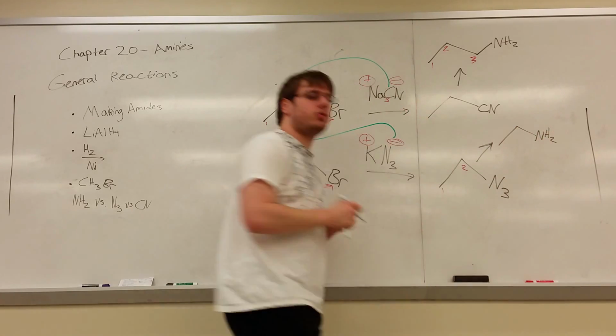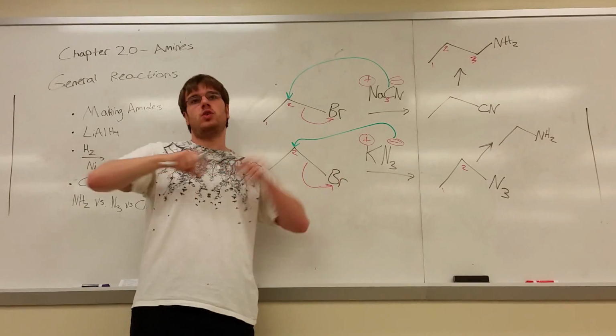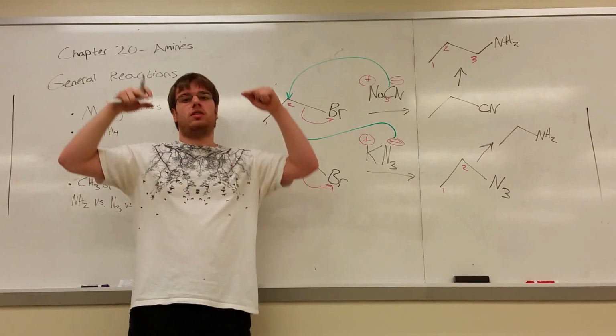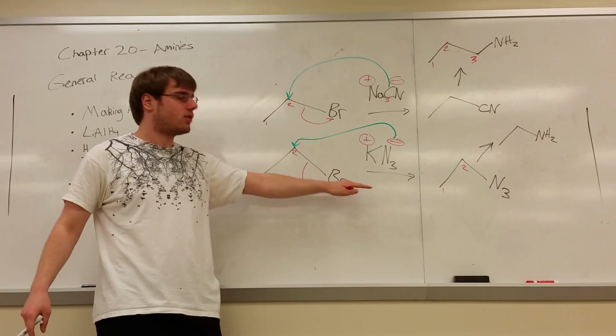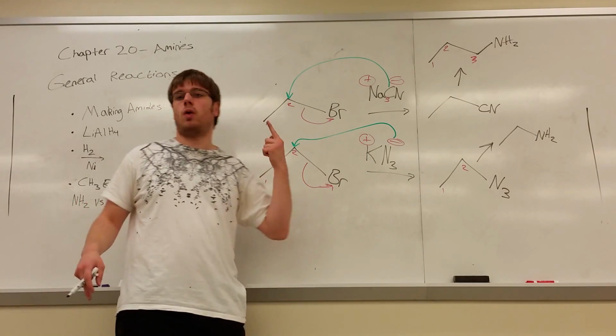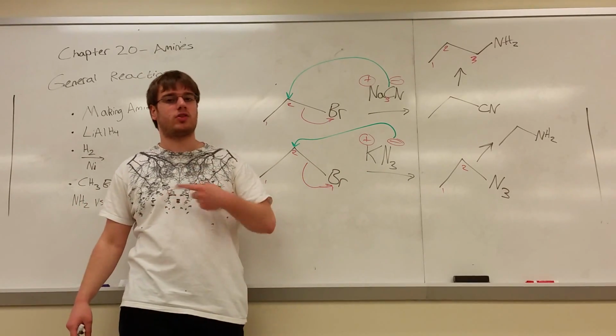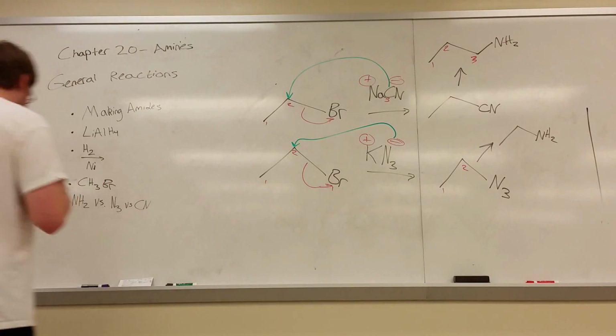So very commonly in multiple choice questions, they'll ask you, if I give you these reactants, which will give me this product that I'm looking for? And often they'll give you CN versus KN3, or N3, and you have to decide, do I want to add a carbon, or do I want to keep the carbon count the same? So be wary of that trick.